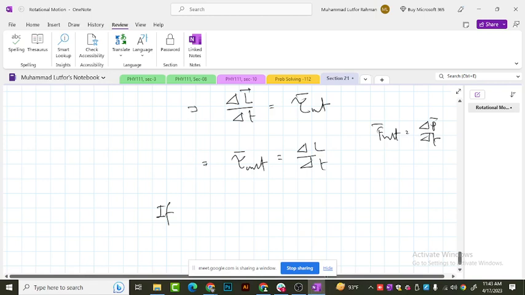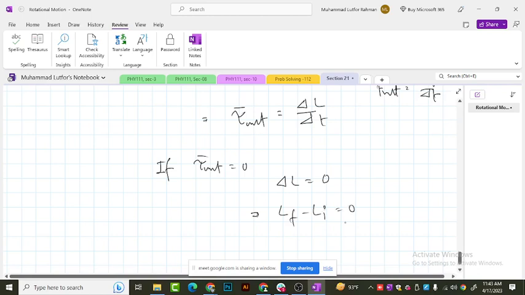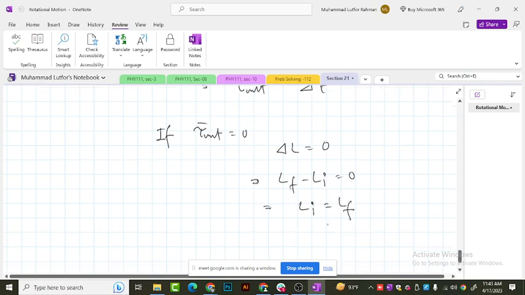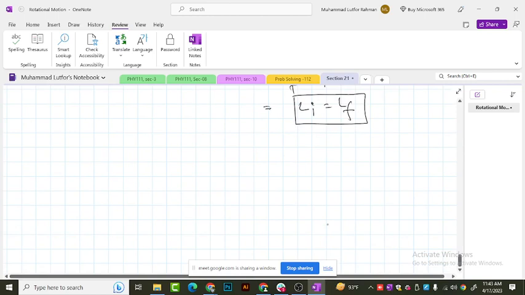All right, pay attention over here. If the net external torque is 0, we'll say that the angular momentum of the system is constant. The rate of change of angular momentum is zero, so L_F minus L_I equals 0. Then L_I equals L_F, which is known as conservation of angular momentum. The angular momentum will be conserved only if the torque is 0.